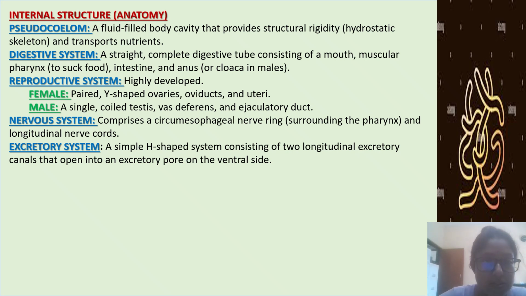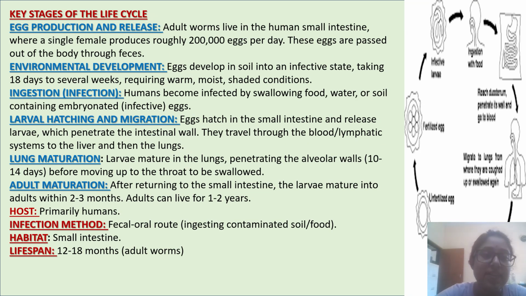Next, reproductive system. Highly developed in females: paired Y-shaped ovaries, oviducts and uteri. In males: a single coiled testis, vas deferens and ejaculatory duct. Next, nervous system: comprises a circumpharyngeal nerve ring surrounding the pharynx, and longitudinal nerve cords. Excretory system: a simple H-shaped system consisting of 2 longitudinal excretory canals that open into the excretory pore on the ventral side.